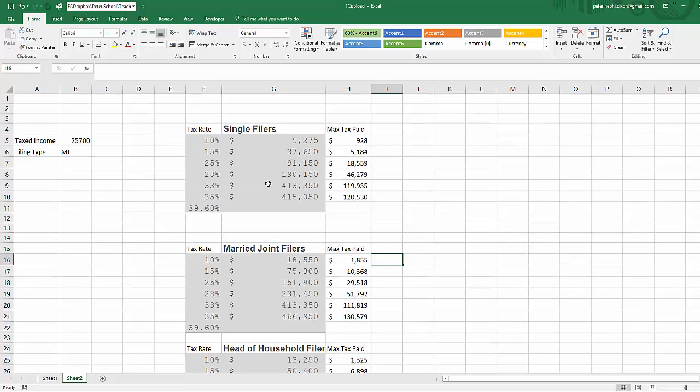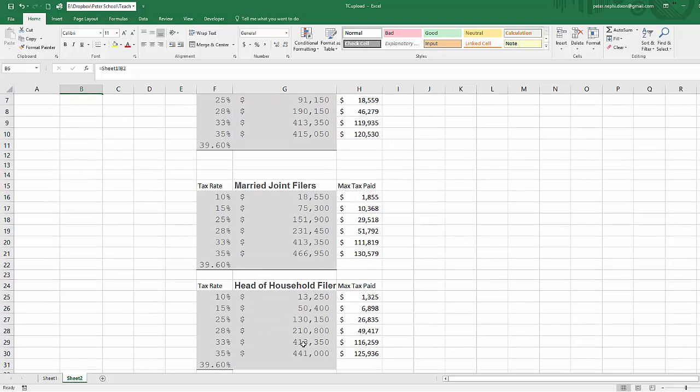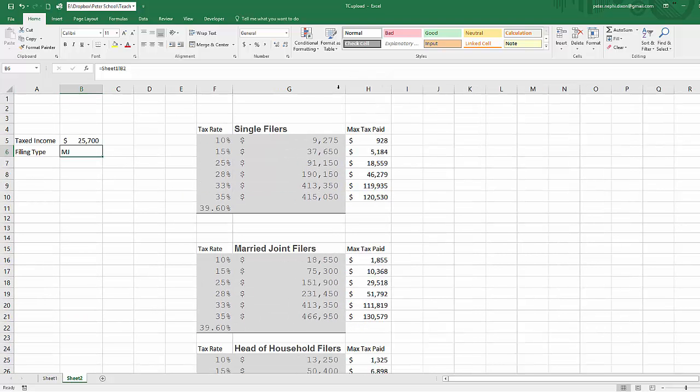Alright, so now we need to figure out, if my taxed income is this number right here, and I'm filing married joint, how much am I actually going to pay in taxes? So we're going to compute our taxes for each of the three different types of filing, and then pick the one that matches our filing type for the amount of taxes paid.